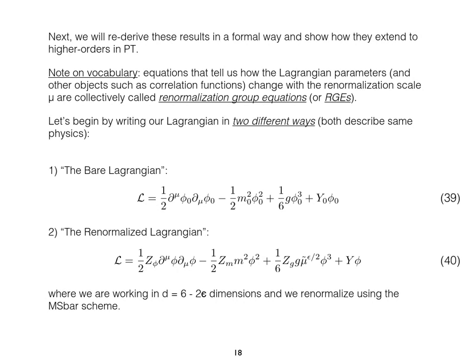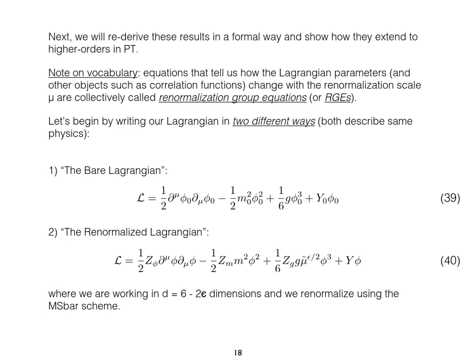So the way you start is you write the Lagrangian in two ways. You write the Lagrangian and the bare Lagrangian. And the bare Lagrangian, you know it's the bare Lagrangian because I put zeros on everything, the counter terms, the fields. And the bare Lagrangian is what it is.